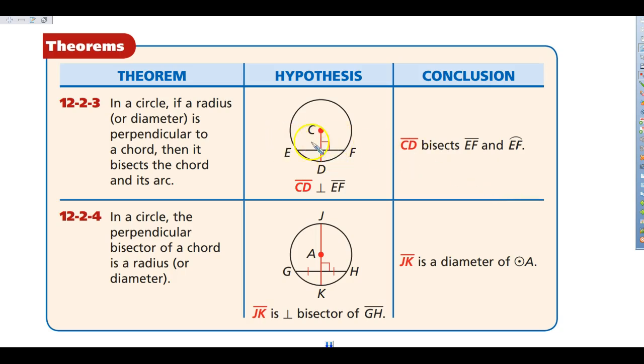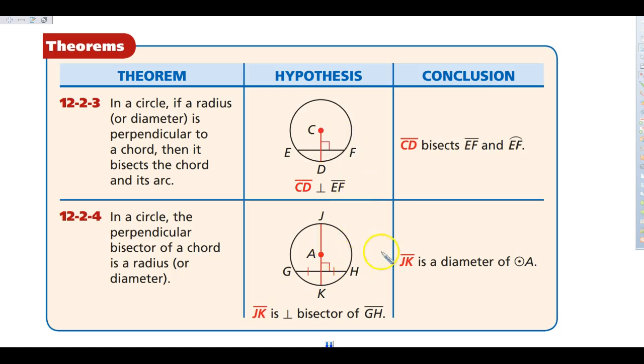All right, so if I have a radius and it is perpendicular to a chord, then it's going to bisect this chord. So this piece is going to be congruent to this piece. Now, this works if I have a radius or I have a diameter. Either way, I'm going to still get this piece here is bisected if it is perpendicular.